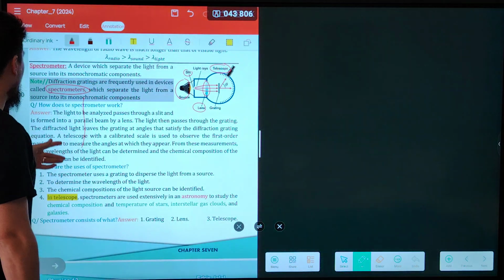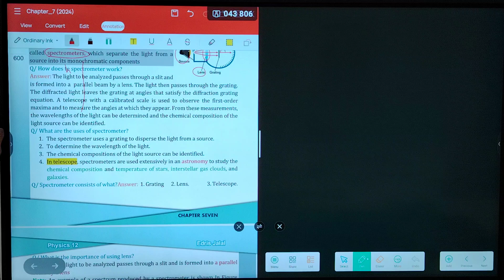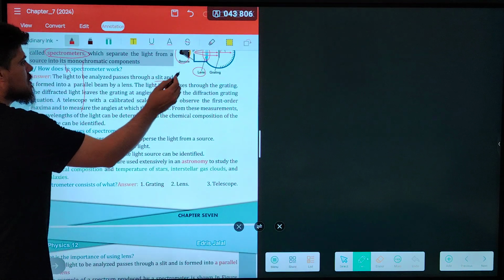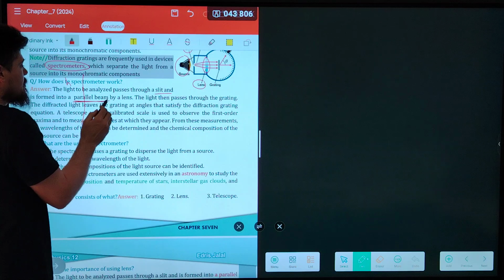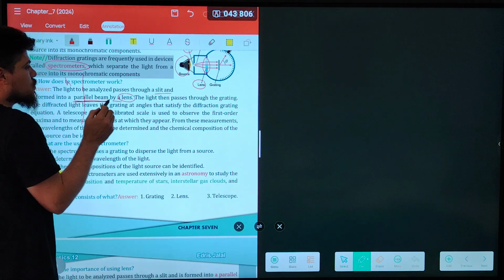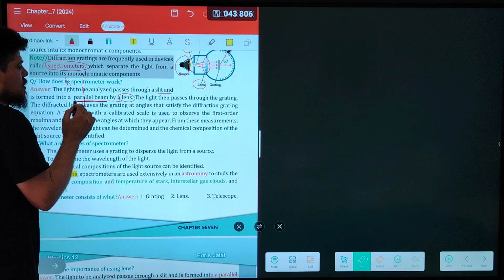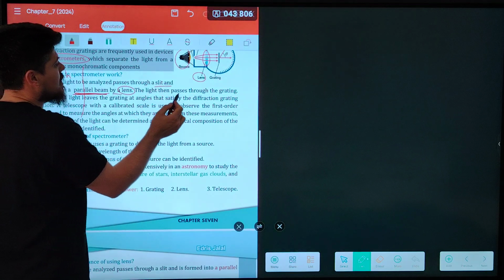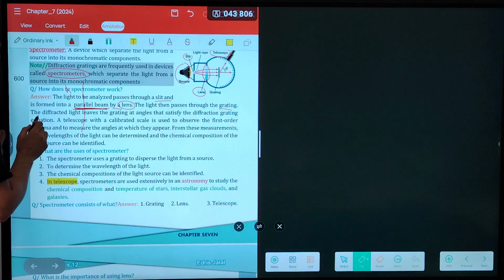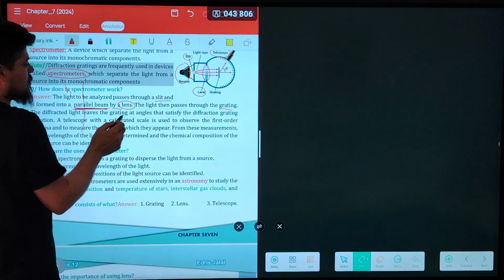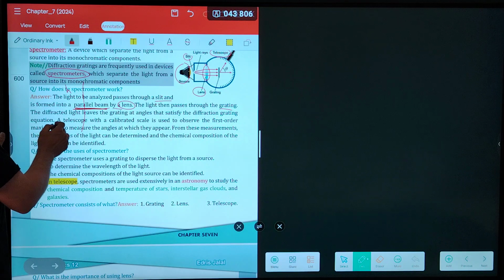How does the spectrometer work? The light to be analyzed passes through the slit. It is formed into a parallel beam. By what? By the lens. What is the function of the lens? It makes the light into a parallel beam. The light then passes through the grating. So the diffracted light leaves the grating at angles that satisfy the diffraction grating equation.